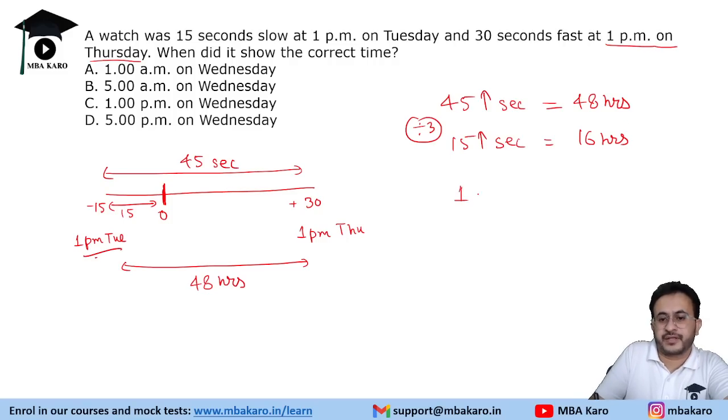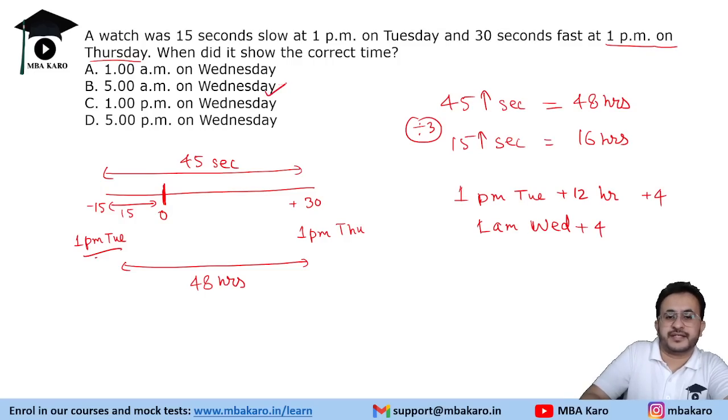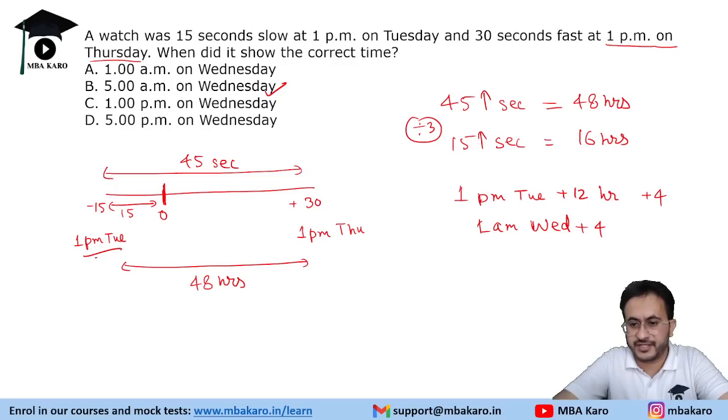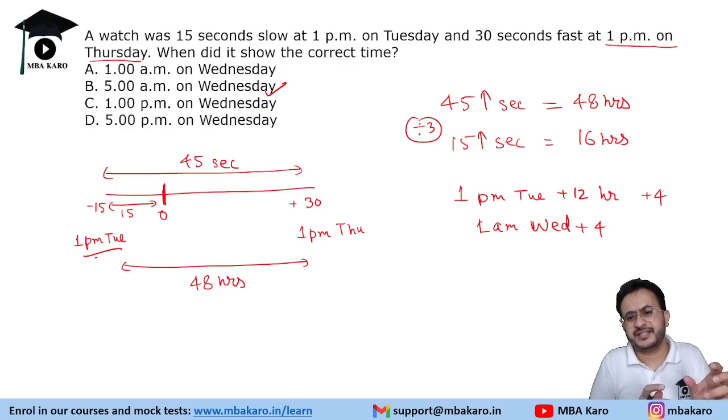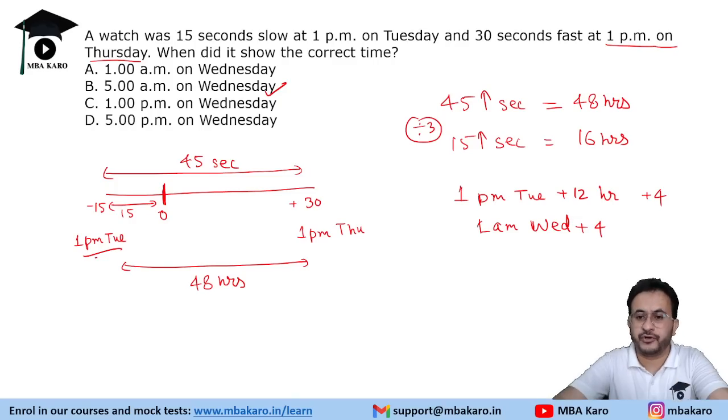Tuesday. 1 p.m. Tuesday plus 12 hours will be 1 a.m. on Wednesday. Okay. Plus 4 hours more, plus 4 means 5 a.m. on Wednesday. So the answer is 5 a.m. on Wednesday. So it is proportionality. In the same proportion, you find at what time it will show the correct time. Okay. So this is entirely about slow and fast clocks.